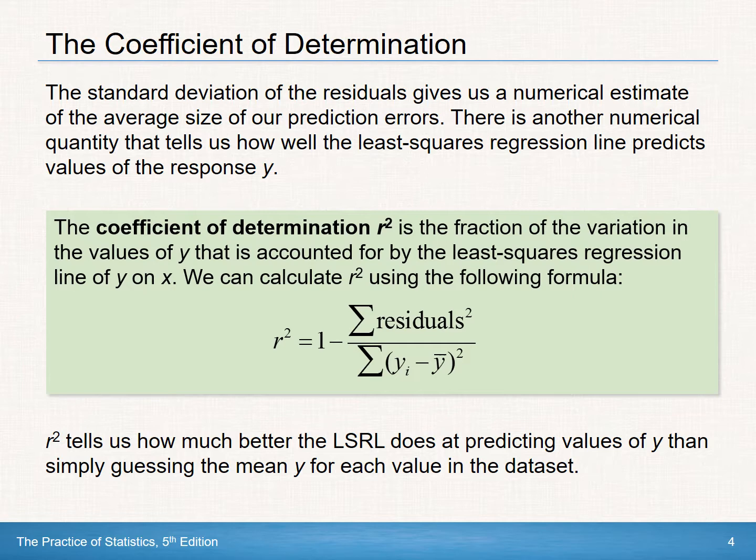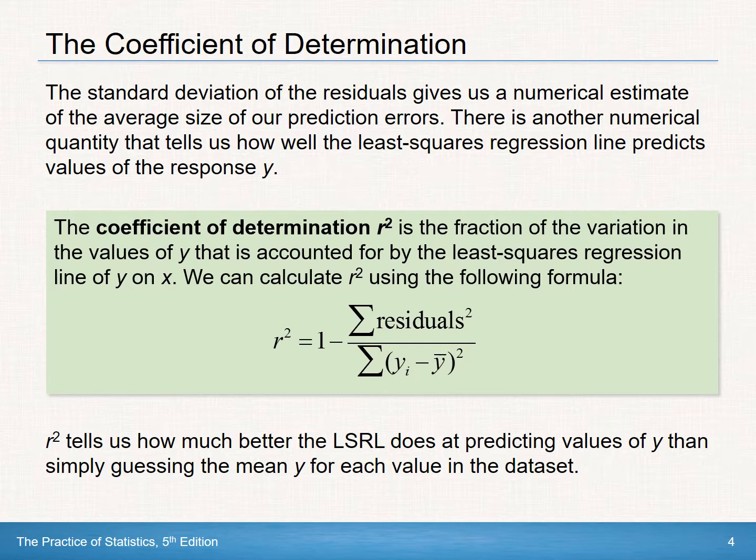While the standard deviation of residuals gives us a numerical estimate of the average size of our prediction errors, there's another numerical quantity that tells us how well the least squares regression line predicts values of the response y, and that's R squared. Again, look at this formula. I'm not going to make you understand this or use it. You'll use R squared from our calculator like we already said.